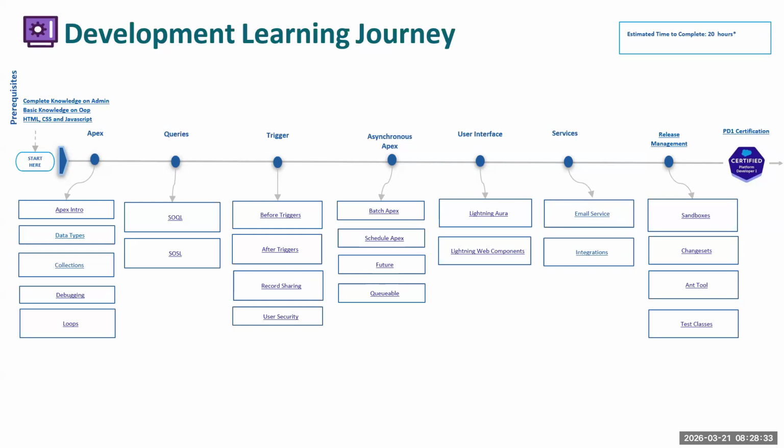And then your user interface. User interface is Aura and Lightning Web Components. These are two components. Then all the rest is business logic. The business logic in development is Apex.